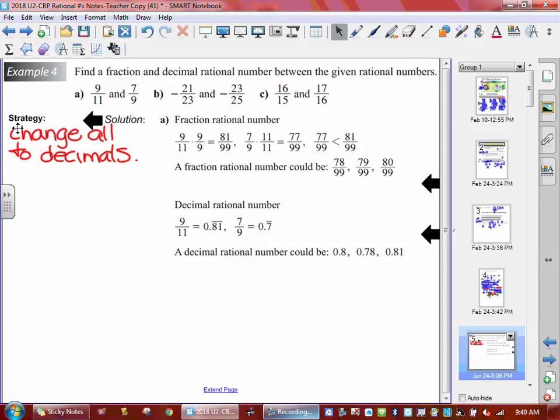Okay? So, how could we also figure this out? We could also figure it out by doing a common denominator. And that's what these are. These are what's called common denominators.